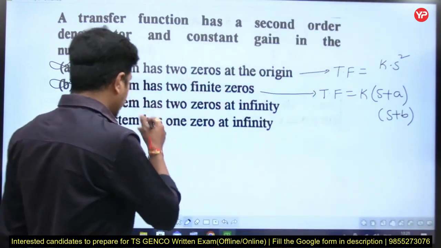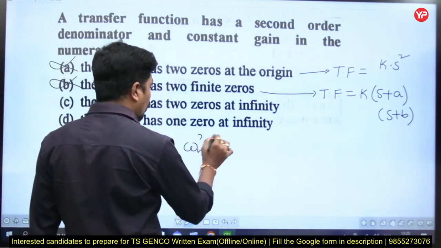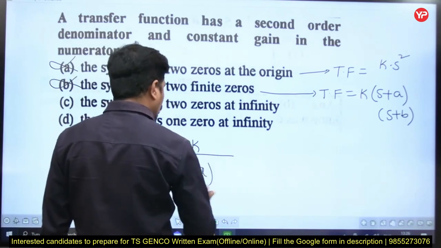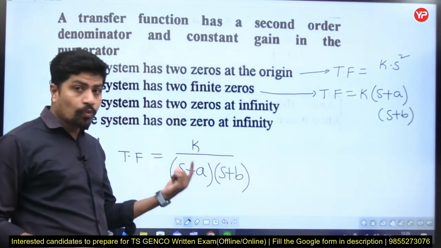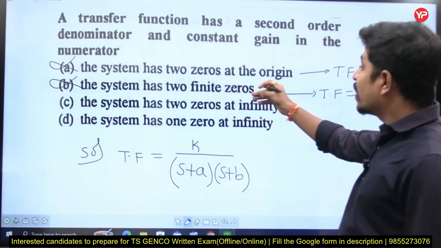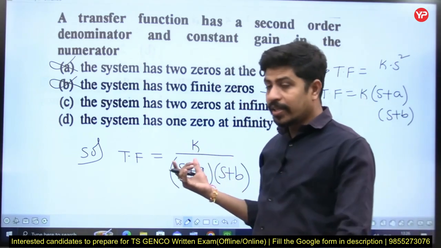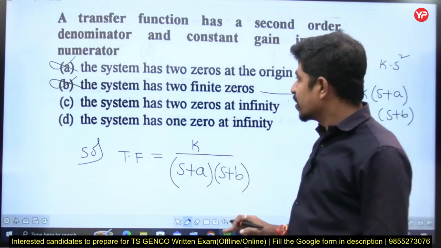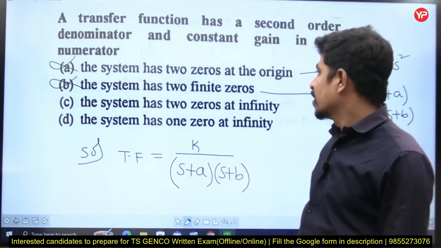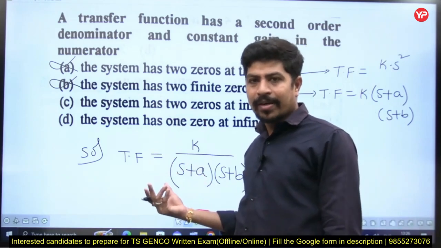Now, the important thing here is that our second order transfer function is generally the standard form omega n square by ..., or need not write standard second order, just k by (s plus a) into (s plus b). It has 2 finite poles. Now he has given options about zeros. It is not having any finite zeros. First option, the system has 2 zeros at the origin. No, it is not having any finite zeros. Second option, the system has 2 finite zeros. No, because he said the numerator is constant and the denominator is of second order.